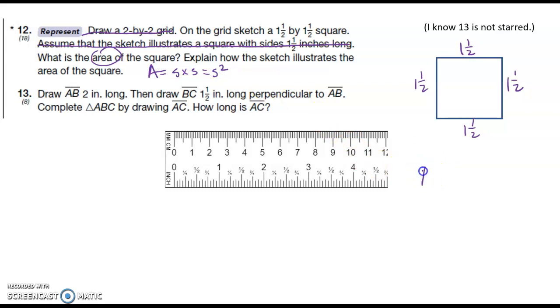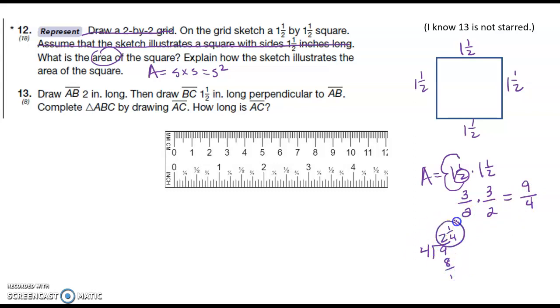So I'm going to do 1 1/2 times 1 1/2. And the first thing I have to do is popcorn these. So 2 times 1 is 2, plus 1 is 3, all over 2. And this is the same. And then I multiply the top. 3 times 3 is 9. 2 times 2 is 4. And then when I divide 4 into 9, I get 2 1/4. So that is going to be my area.